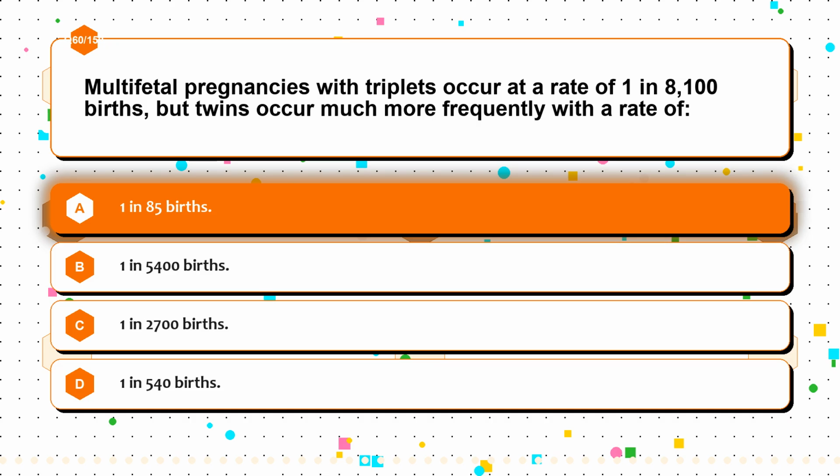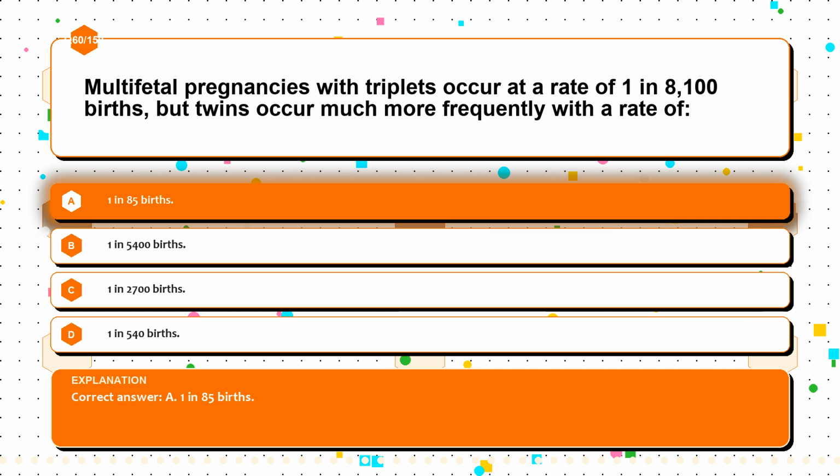The correct answer is option A. 1 in 85 births. Correct answer, A. 1 in 85 births.